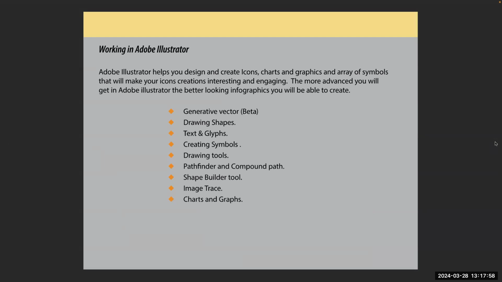Then what we're going to do is look at generative vector. We're going to go into drawing shapes, maybe text and glyphs, creating some symbols. And if we have time, we're going to look at image trace and maybe the charts and graphs in Illustrator, which have not been updated for a long time, but you can still use them for anything you have.